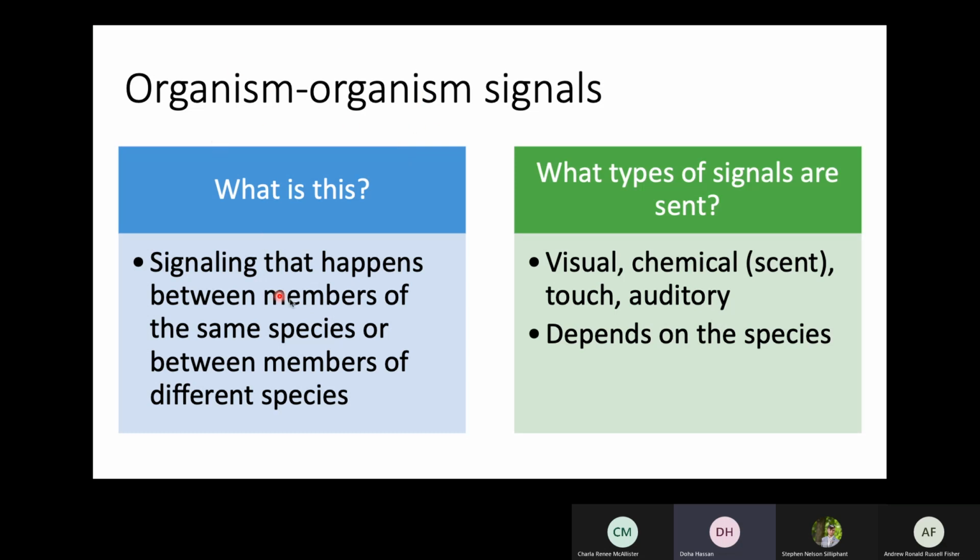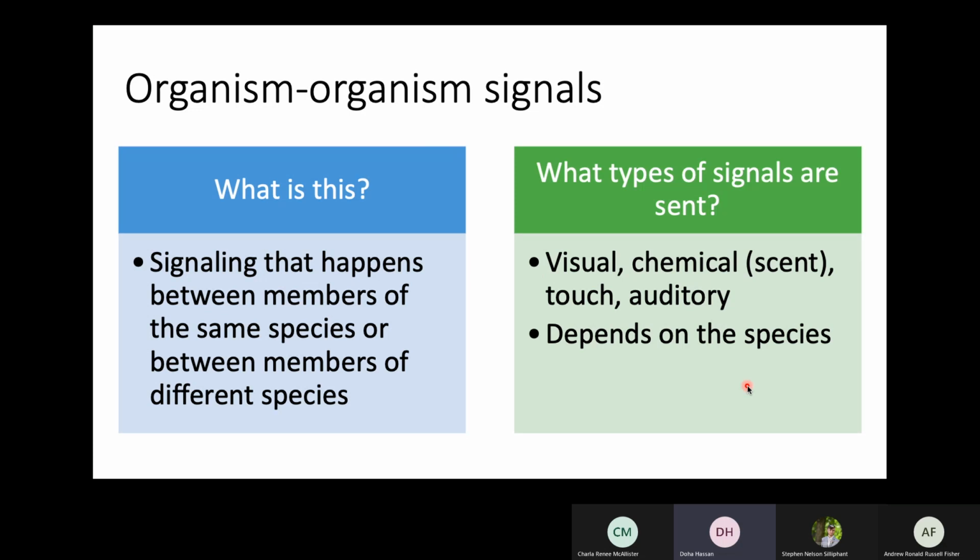So this can happen between individuals of the same species or between individuals of different species. And depending on this, the response to that signal is going to be different. Some of the types of signals that are sent between organisms include visual signals, chemical signals like scents, touch signals, and also auditory signals, and it all depends on the species.